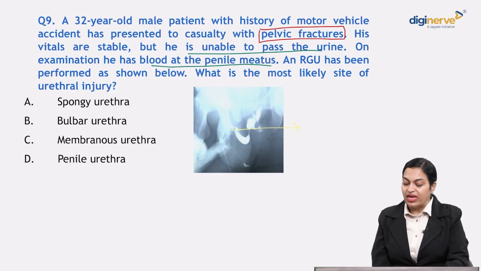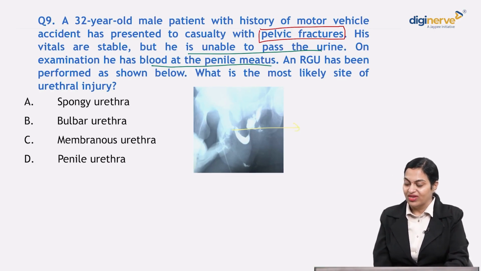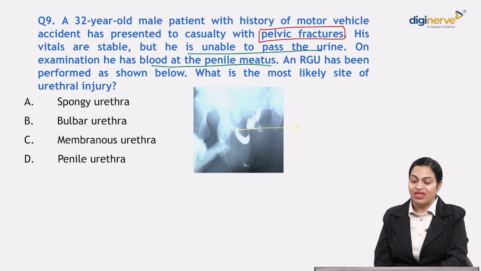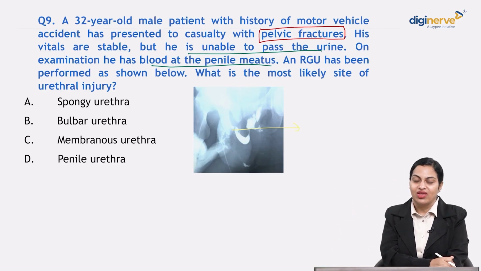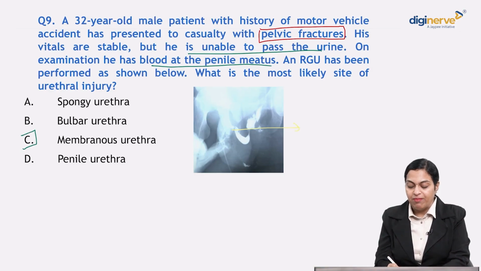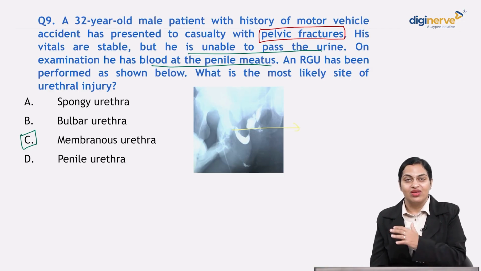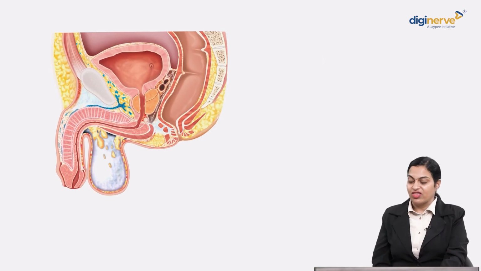What is the most likely site of urethral injury? Just by looking at the picture, diagnosing the site of urethral injury might be difficult. But the main clue here is pelvic fracture. Pelvic fracture is always associated with rupture of the membranous urethra, or on the other hand, membranous urethral injury is always associated with an overlying pelvic fracture. Come on, let's have an interesting discussion on it.